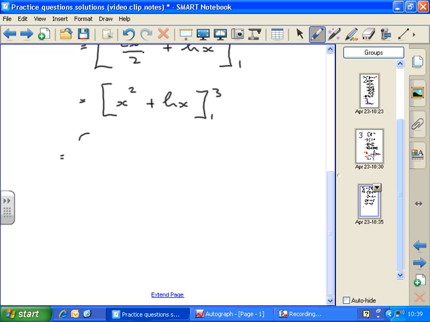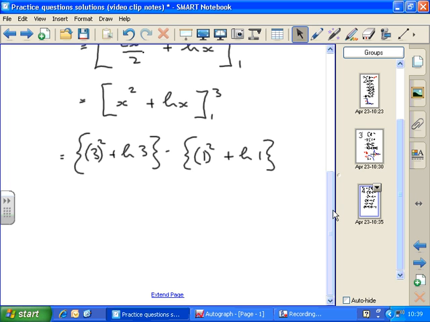So this equals 3 squared plus log 3, minus 1 squared plus log 1. Put in the values, and you should get the answer in the textbook. It might be worth remembering that log of 1 is 0, which simplifies things, and 1 squared is just 1, so that makes the second bracket just 1. So you get the answer in the text.